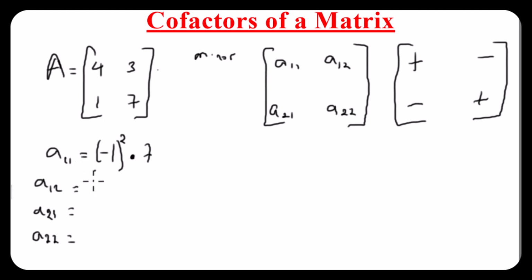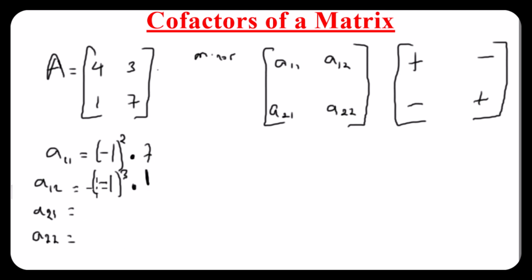Okay, so let's do that for A12. For A12 again, -1 to the power 2 plus 1, that will be 3. So write 3, then multiply it with the minor. A12 belongs to the first row and second column. So again, strike out the first row, strike out the second column. The only number that is left free is 1. So I write my 1 like this.